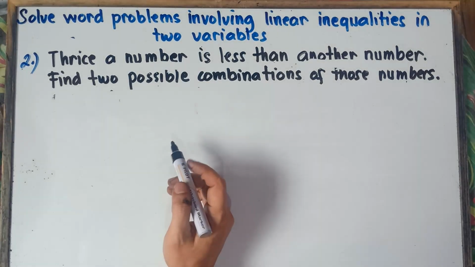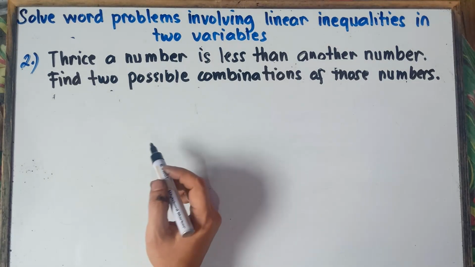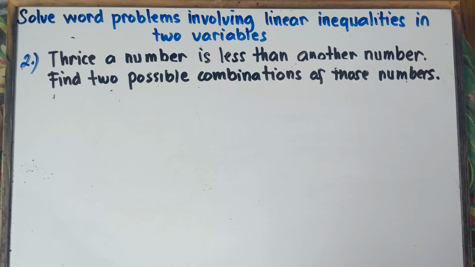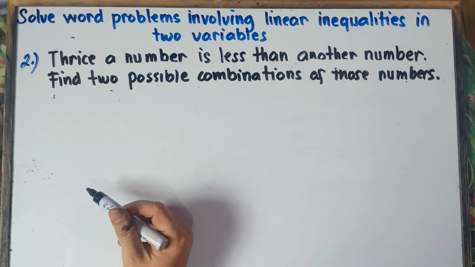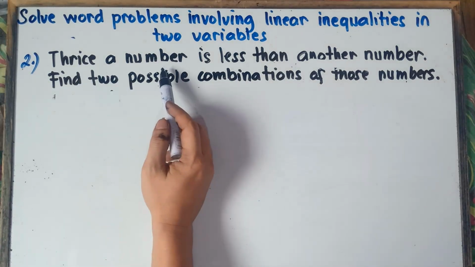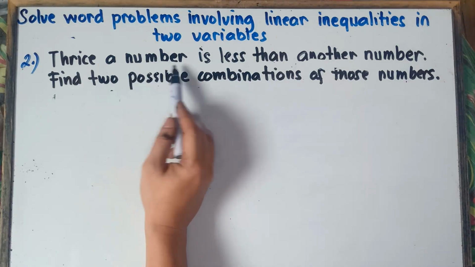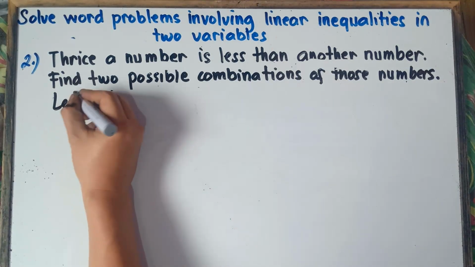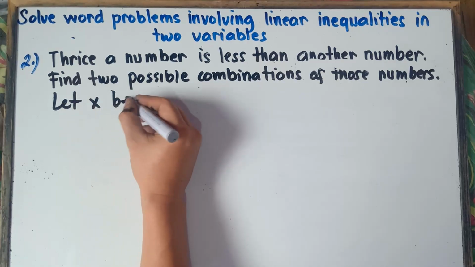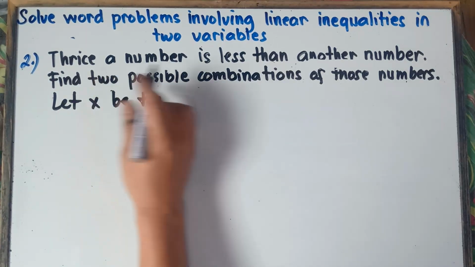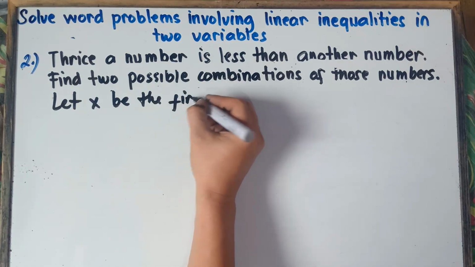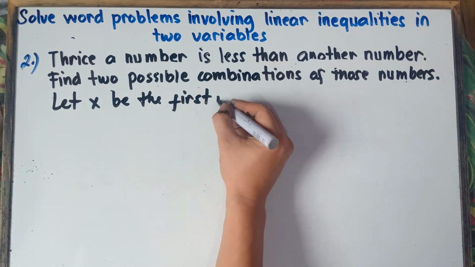Thrice a number is less than another number. Find 2 possible combinations of those numbers. So we have this word thrice a number. Now, once again, class, we don't know what this number is. We let x be the first number. So let's have the first number. Let x be the first number.